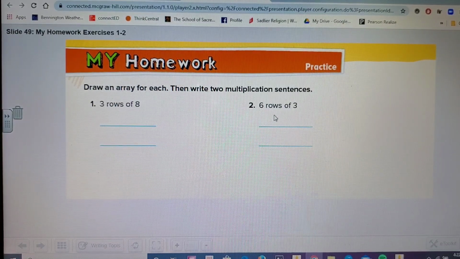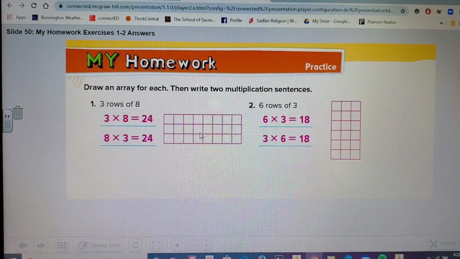On this one, you're going to draw 6 rows of 3. 1 row of 3, 2 rows of 3, 3 rows of 3, 4 rows of 3, 5 rows of 3, 6 rows of 3. Your first multiplication sentence will be 6 times 3 equals blank. Use your chart. The second one, you'll switch the factors. 3 times 6 equals blank. Here's what your array should look like and your multiplication sentences.